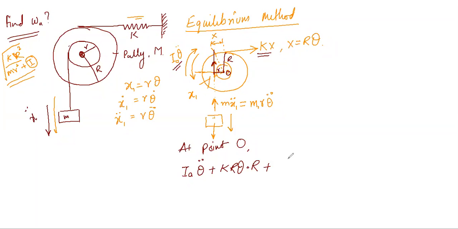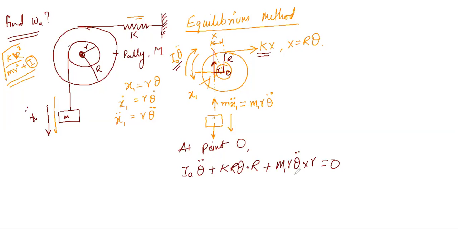So can we write m1 r theta double dot into small r, and that value equals to 0. I believe there is no other force acting on this particular point, right?